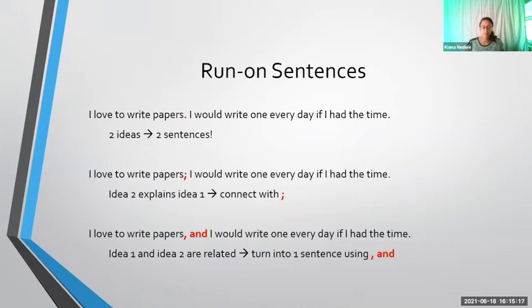I love to write papers, and I would write one every day if I had the time. So the comma gives a short pause because it's a new idea, and the word and connects the two ideas together. So we need both parts, the comma for the pause, because it's a new idea. We use and to show that these ideas are connected. So three ways: period, a semicolon, when idea two combines them, and a comma, and the word and.